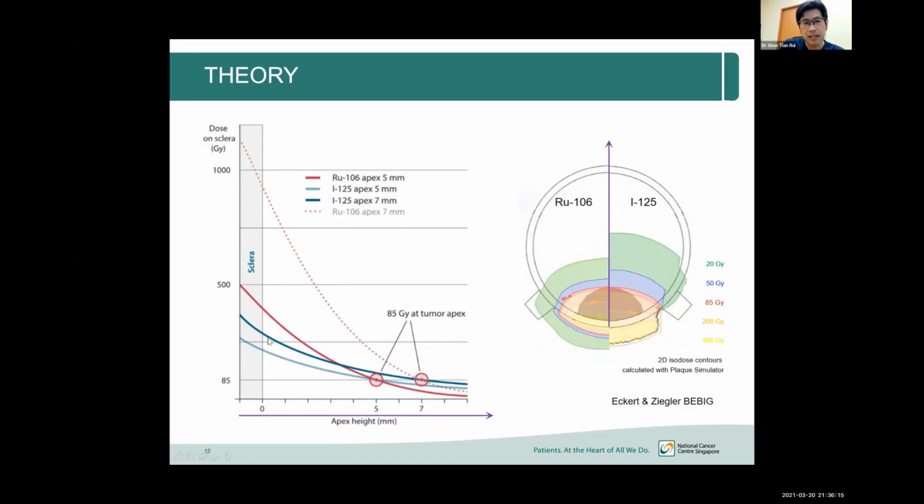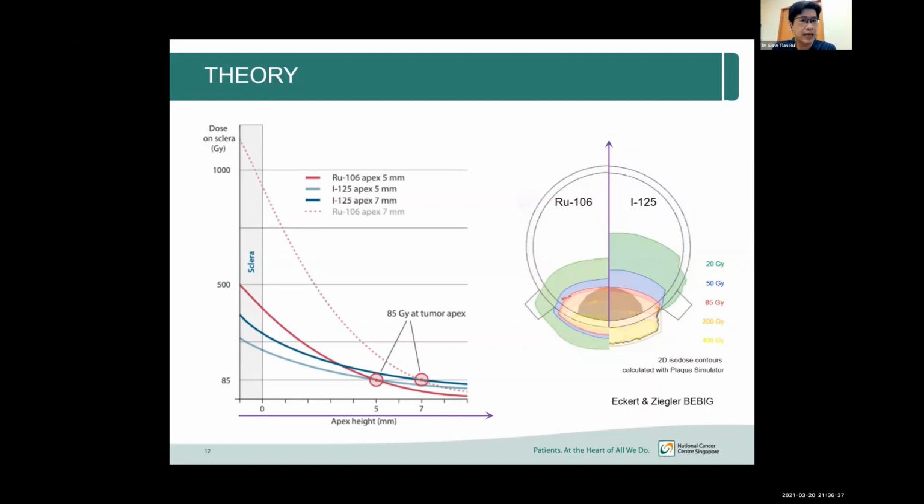One thing to note, though, is that while the steep dose gradient is useful for sparing normal structures with the ruthenium plug, it also means that it's less forgiving, which means that the placement of the plug must be spot on, so to speak, or else you may end up under-treating the tumors as well.